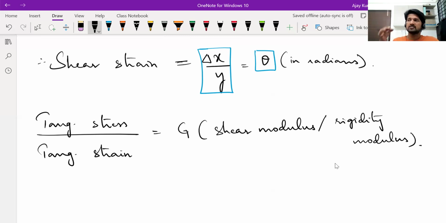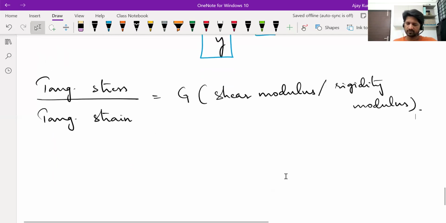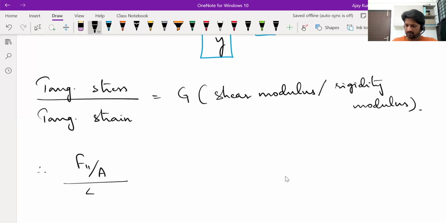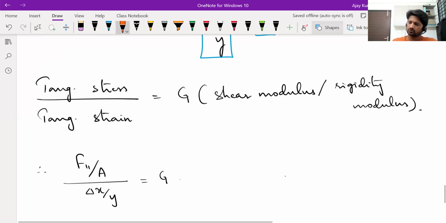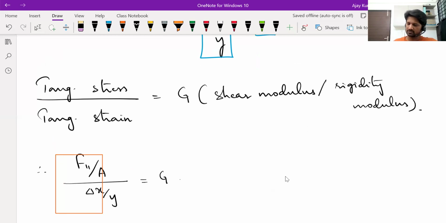For longitudinal stress and longitudinal strain, the ratio was Young's modulus. For tangential stress and tangential strain, the ratio is the shear modulus, denoted by the symbol G. Therefore, force parallel to the area of cross section divided by area, divided by relative displacement between the layers divided by the separation between the layers, is equal to G. This is the formula you will use to solve problems based on tangential stress or strain.